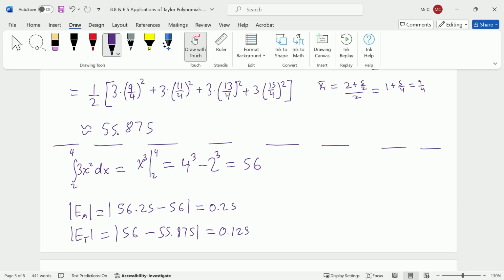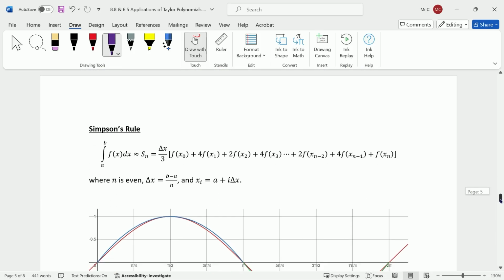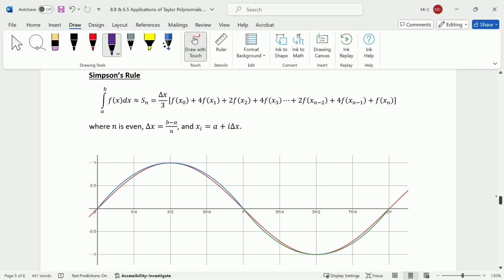All right, so let's move on to another approximation technique called Simpson's rule. Simpson's rule says that the integral from a to b of f of x dx is approximately the Simpson's rule sum S sub n, which is equal to delta x over 3 times f of x naught plus 4 times f of x1 plus 2 times f of x2 plus 4 times f of x3 plus and so on. We alternate back and forth between 2 and 4 each time until we get to the end, which should end with 4 f of x sub n minus 1 plus f of x sub n.